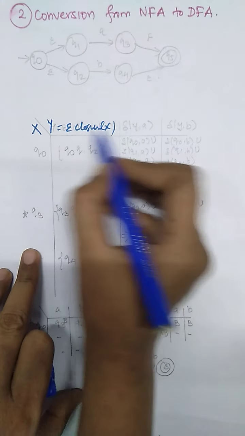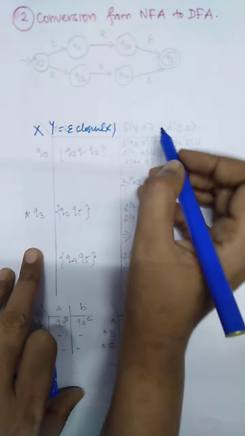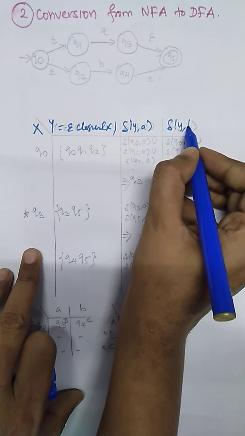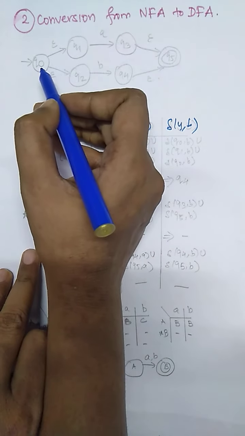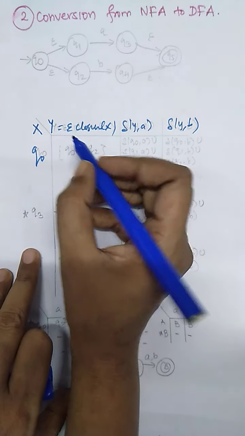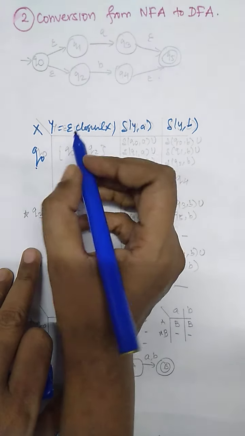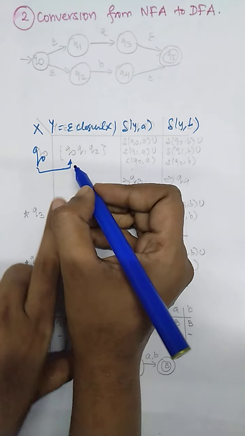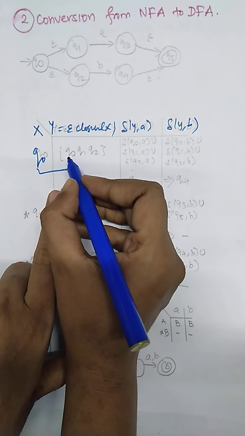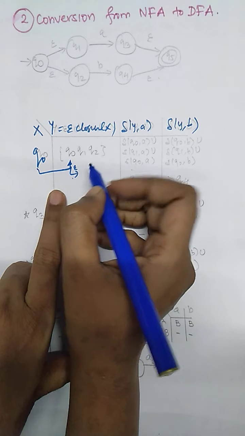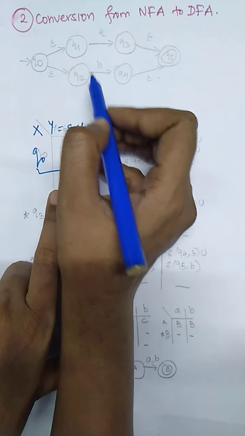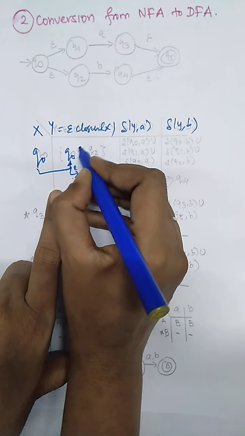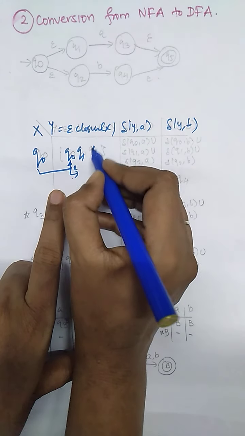Then on y, what are the possible input symbols? That is the transition of y on A and the transition of y on B. How will we start? We'll start with the initial state, which is Q0. We have to find the epsilon closure of Q0. As a rule, Q0 will be included in its epsilon closure. Then the states reachable from Q0 with epsilon: Q0 with epsilon goes to Q1 and Q0 with epsilon goes to Q2. So the epsilon closure of Q0 will be Q0, Q1 and Q2.